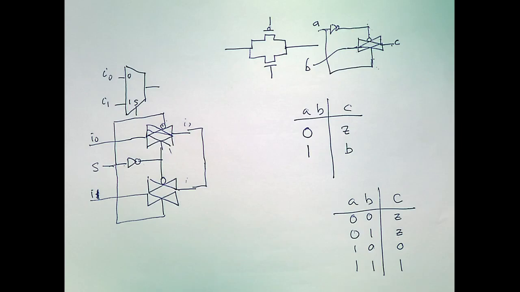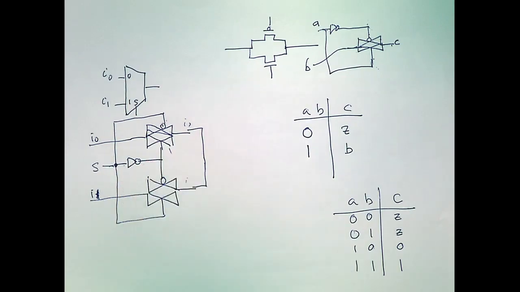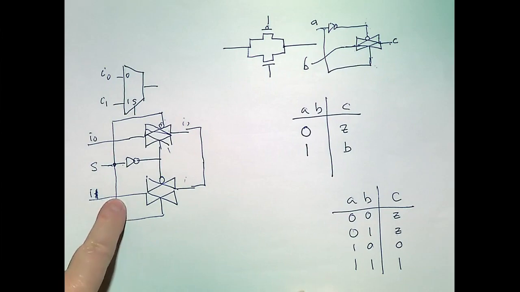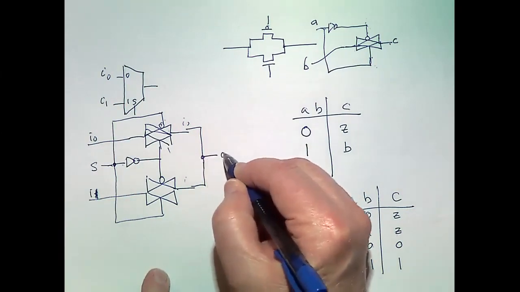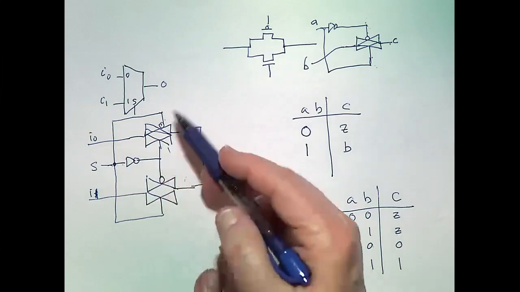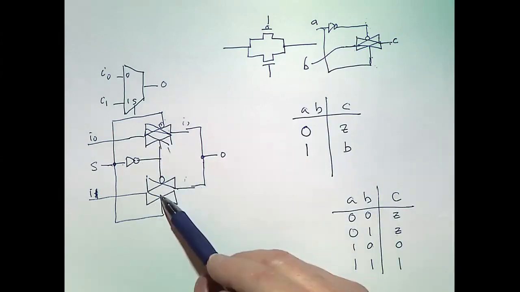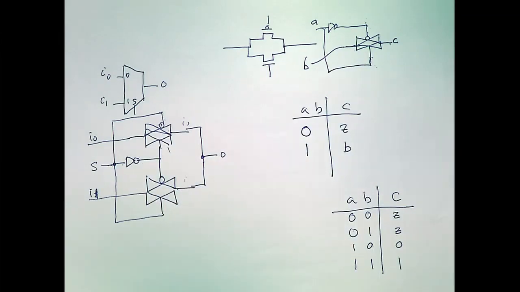Can you make nodes wherever the wires are connected? Right, these two cross each other, but they're not connected. And this would then be the output. Basically we have S bar controlling this one and S controlling this one.